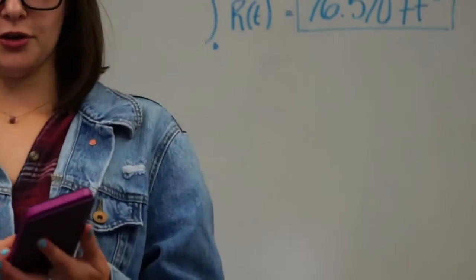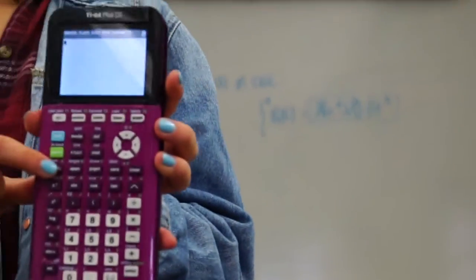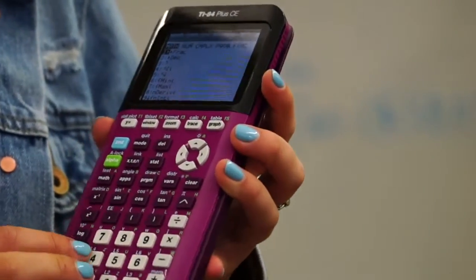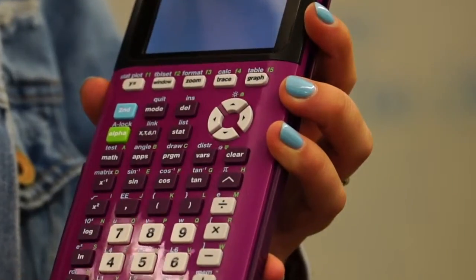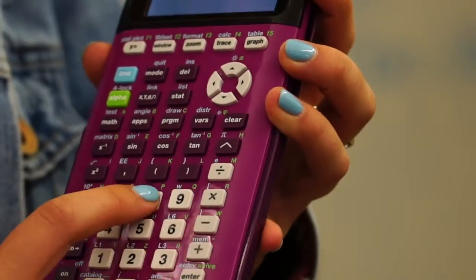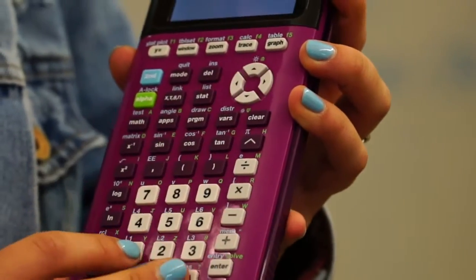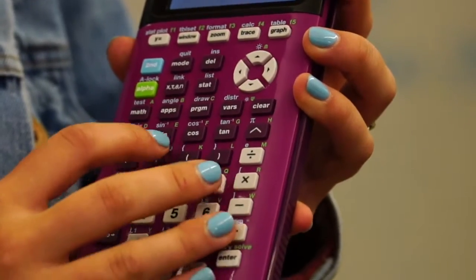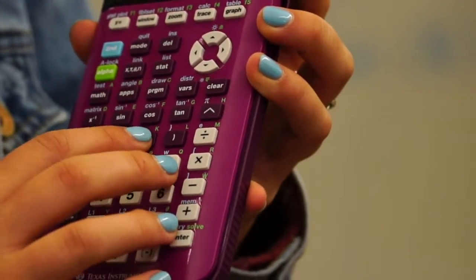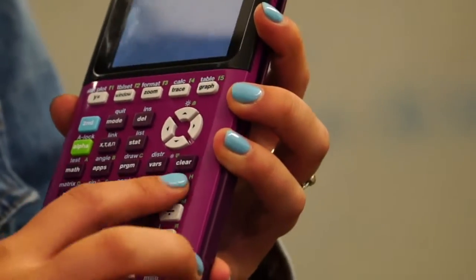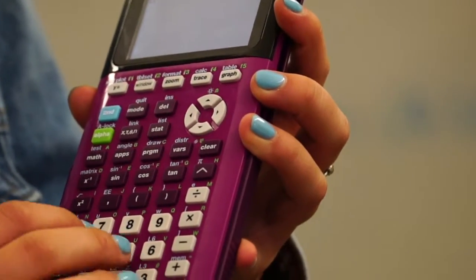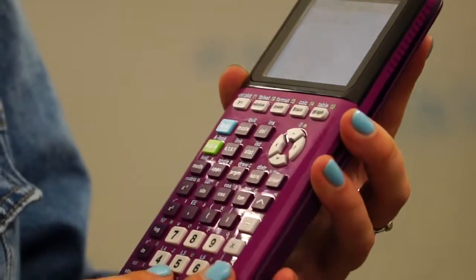So you go to the math button and press 9 for the integral. You put in the lower limit of 0 and the upper limit of 8, and then the equation, which is 20 times the sine of parentheses x squared. I can't do it. Okay, wait, we need to redo that.